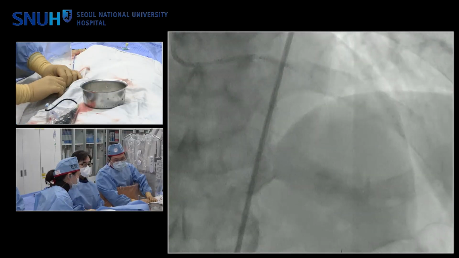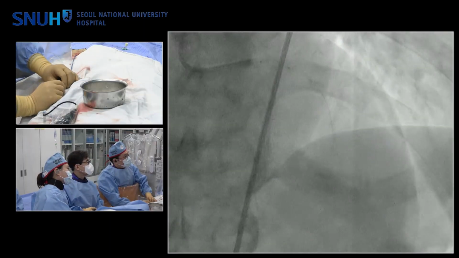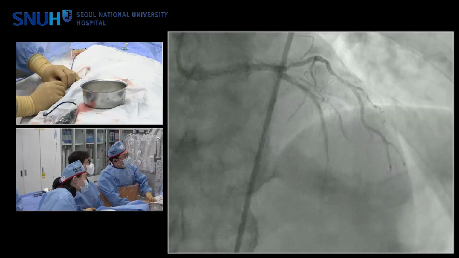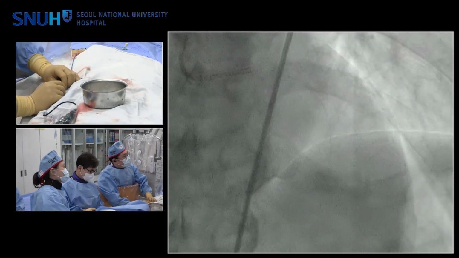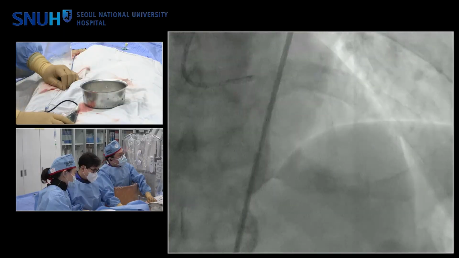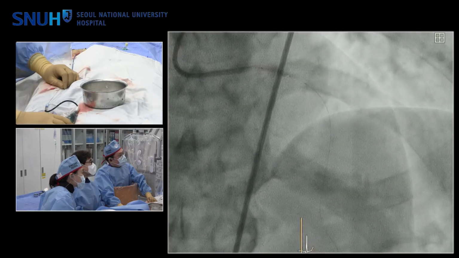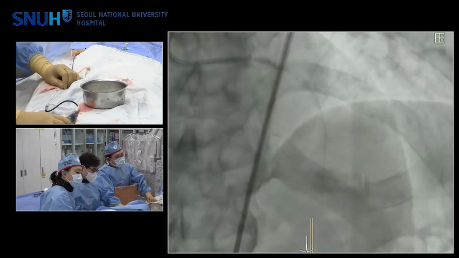Let me remind you that IVL generates a pressure wave. The pressure wave goes very effectively through the fluid, not the air. If there is air between the balloon and the lesion, this is not effective.